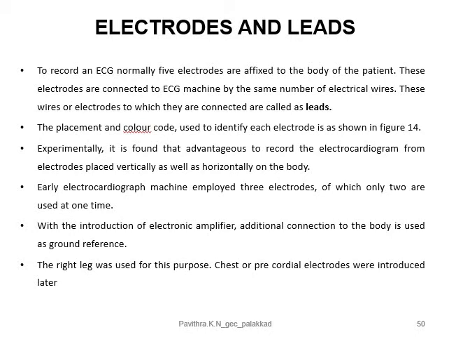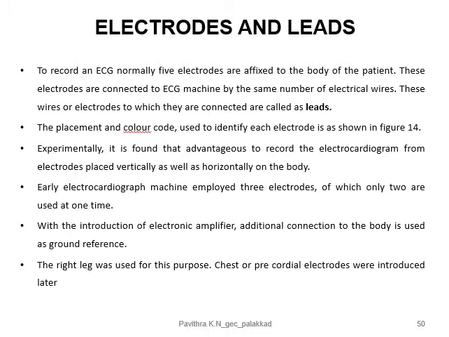So in this session we are going to discuss electrodes and leads. Now in order to record an ECG or electrocardiogram, we need to place electrodes at different parts of the human body. Okay, and from these electrodes wires are taken out and connected to the electrocardiograph, and as a result the ECG will be recorded in the electrocardiograph.